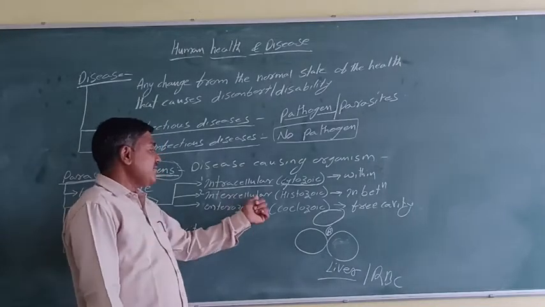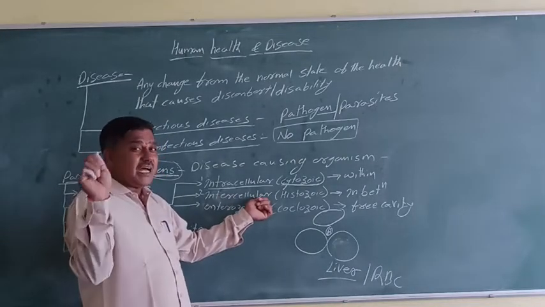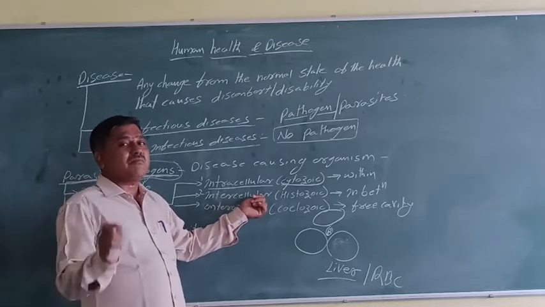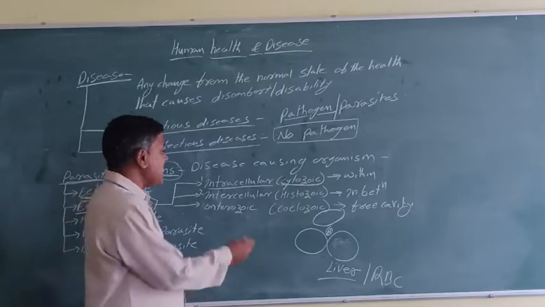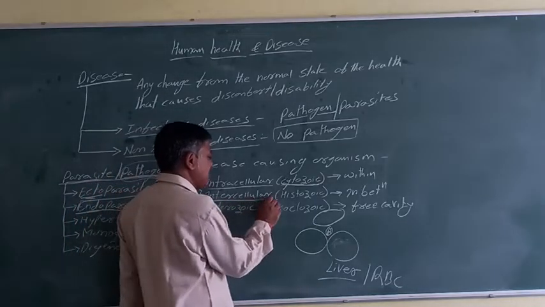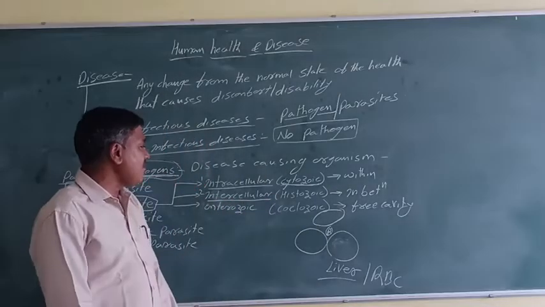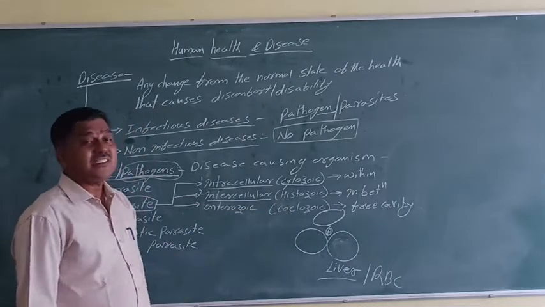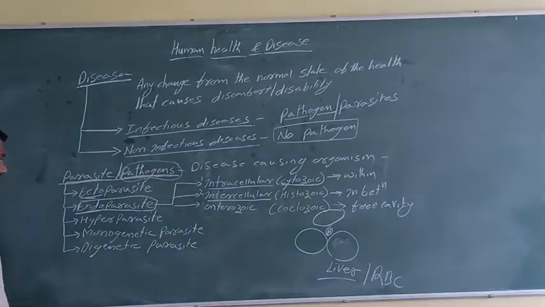And if you take the example of amoebic dysentery, it is caused by Entamoeba histolytica, and this Entamoeba histolytica is the example of an intercellular parasite, also called a histozoic parasite.